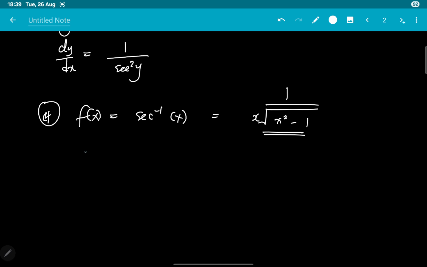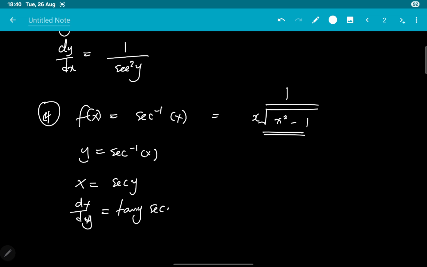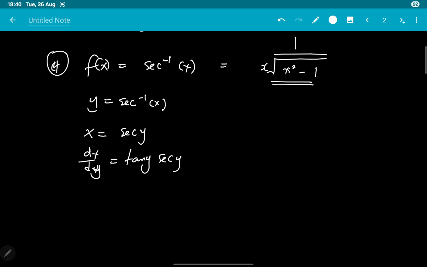Okay, let's do that. Given this, we say y is equal to sec inverse of x, meaning we have x equal to sec y. Then we find dx/dy. What's the derivative of sec? It's actually tan y sec y. If you don't know that, then you have a problem going forward. Then we are looking for dy/dx, which will give us 1 over tan y sec y.